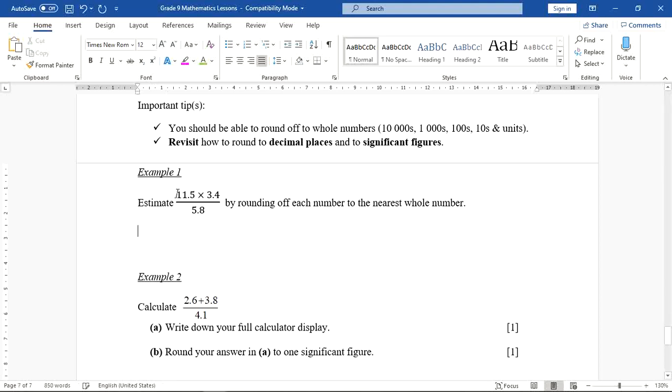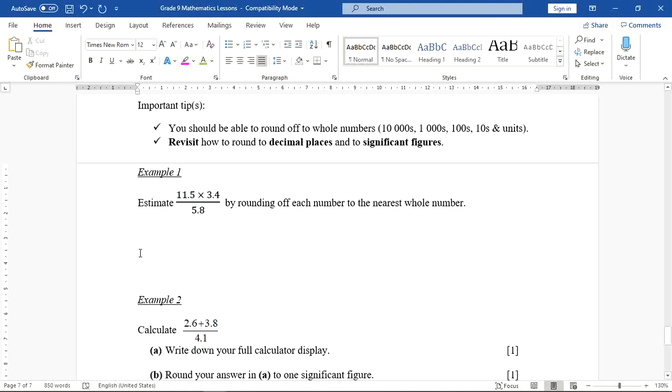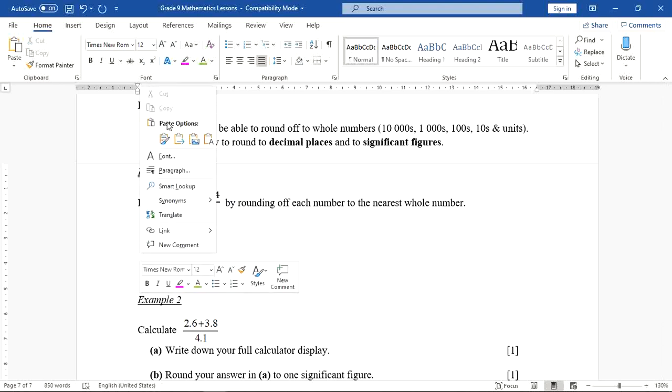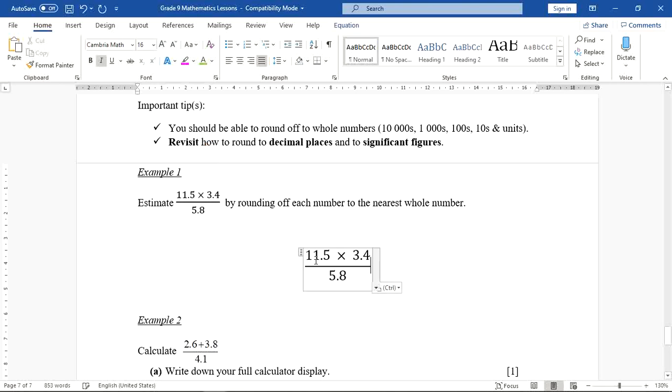So what we need to do, we round off each number to the nearest whole number. So meaning that we don't want to see those fractions. Now 11.5 is going to be 12, because the 5 can add a 1 on this one and it becomes a 12. So this is a whole number, because the instruction says round off each number to the nearest whole number. So we round up because the 5 can add a 1 on the 1.